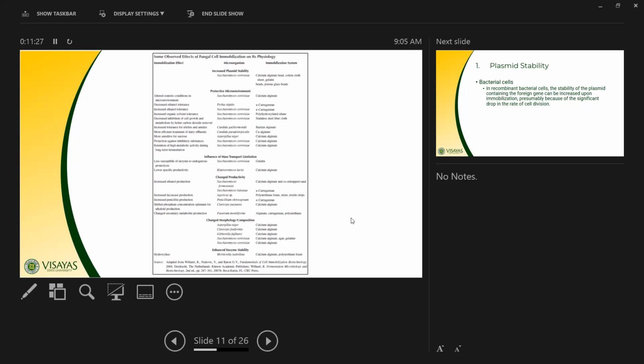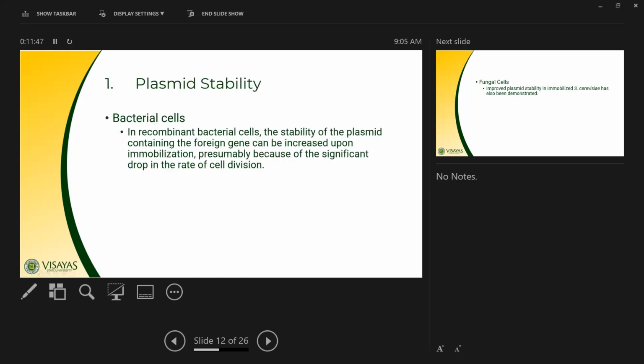The different effects of immobilization differ in the microorganisms and also differ in the immobilization system used with that particular microorganism. So that's it. I will not dwell on that much more. We'll just have a summary of the different effects of immobilization in the bacterial cell.